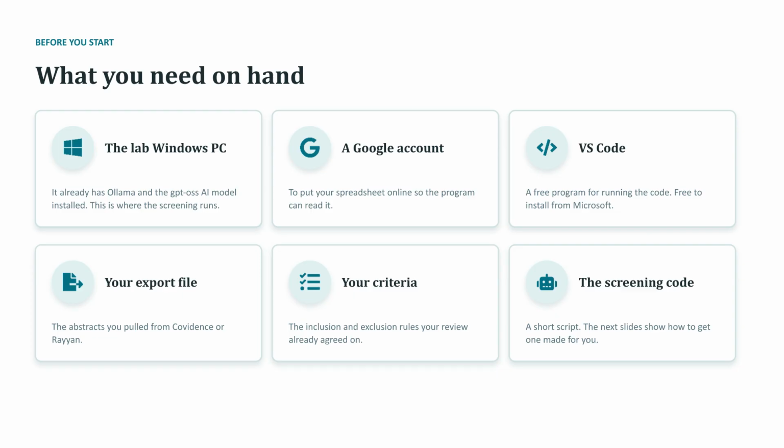These are the things to have ready before you start. The lab Windows PC, which already has everything installed. A Google account, so you can put your spreadsheet online. VS Code, which is just a free program we use to run the code. Your export file, the abstracts you pulled from Covidence or Rayon. Your inclusion and exclusion criteria, the rules your review already agreed on. And the screening code itself, which you will see is easy to get made for you. That is the full shopping list.